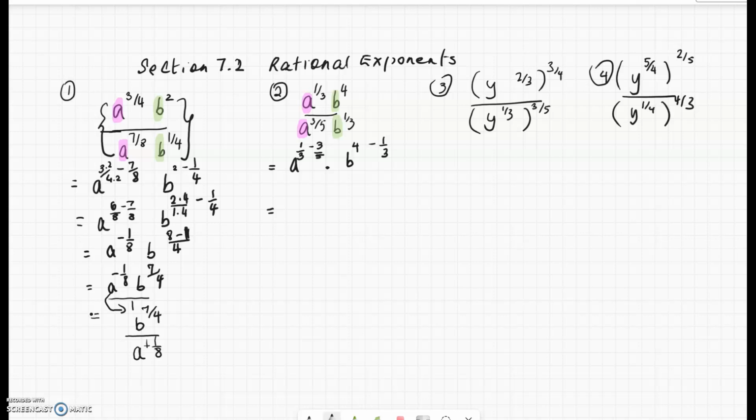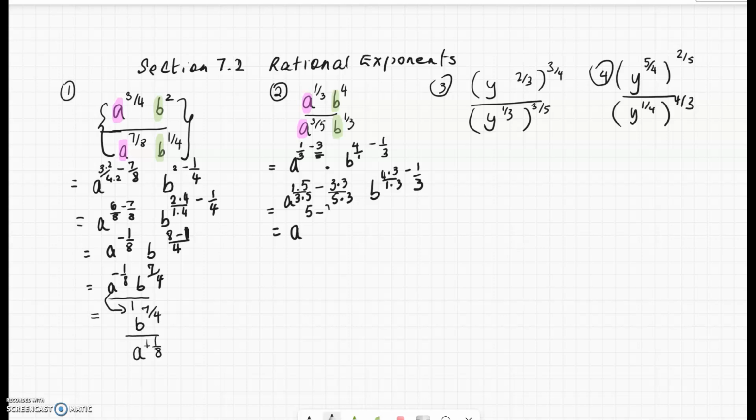So 5 times 3, 15 is the LCM. So a to the 1 times 5 over 3 times 5 minus 3 times 3 over 5 times 3, b to the 4 times 3 over 1 times 3 minus 1 times 3. So I'm just taking the LCM. You don't have to do all this. Just use your calculator. But if you like to do things quickly by hand, I'm just doing this slowly so you understand how to do this.